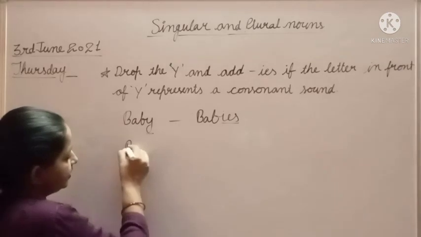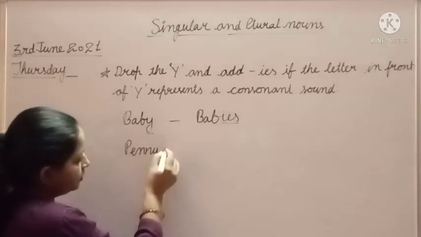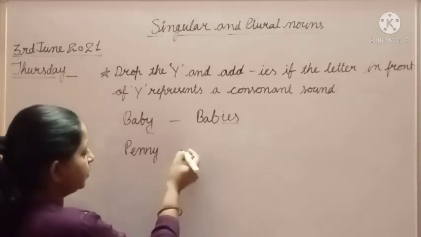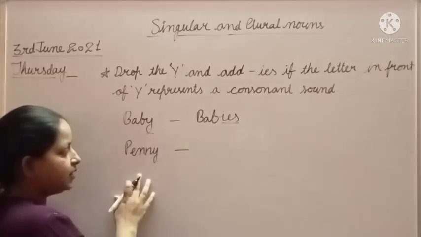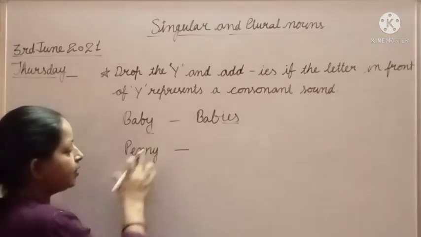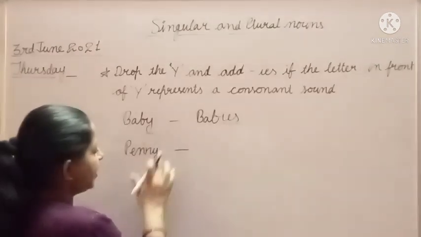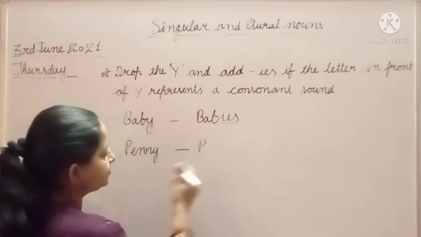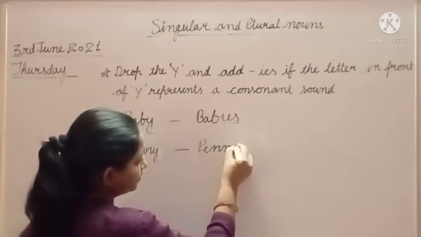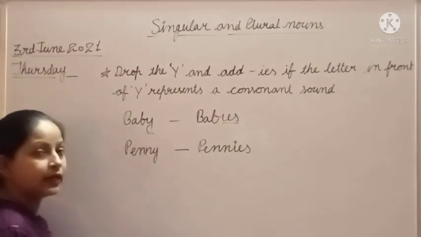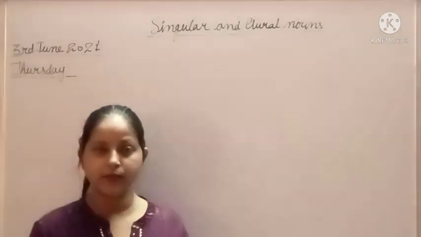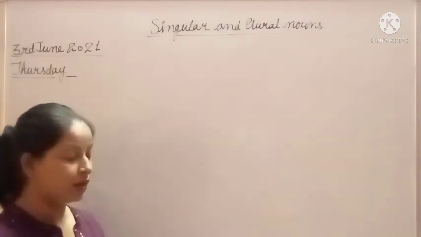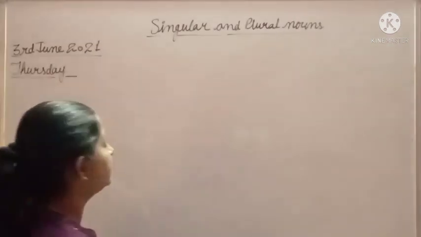Okay, like this. Penny. Penny is the currency of another country. Baby and penny. Now we will add ies to make the plural of it. Pennies. Clear to all?